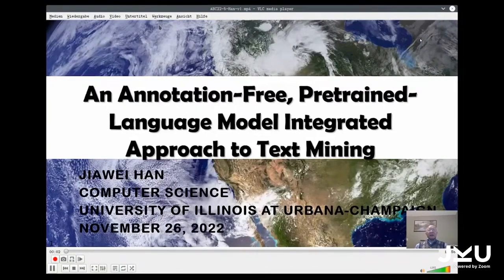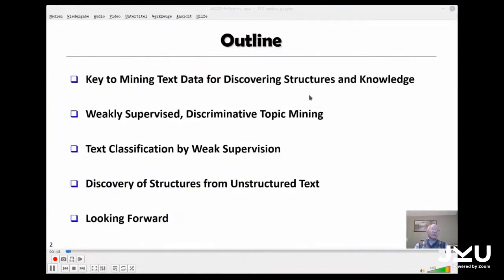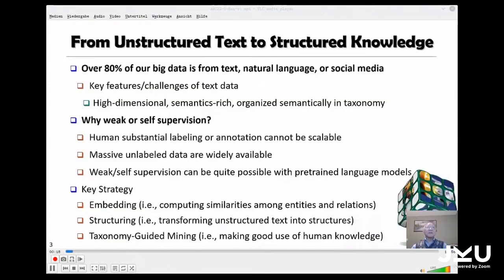Hi, my topic is on how to do text mining. Essentially, we propose an annotation-free pre-trained language model approach. I'm going to discuss my topic in three aspects.